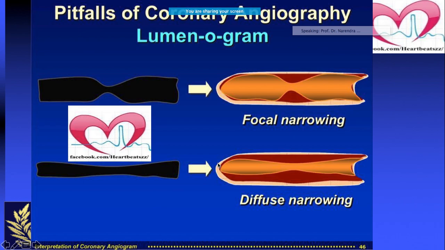We also need to accept that one of the biggest problems with coronary angiogram is it is more of a luminogram. Luminogram means you are only able to visualize the lumen. For example, what is the difference between the above diagram and the lower diagram?